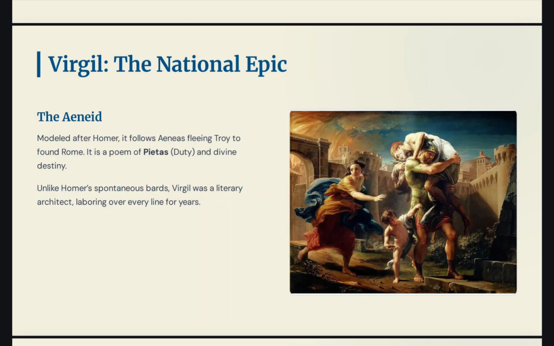Virgil. If Homer is Greece's greatest epic poet, Virgil is Rome's greatest epic poet. Remember, Homer, Greece. Virgil, Rome. Why Virgil matters? Virgil was not simply writing stories, he was helping Rome understand itself. His main works were Eclogues, Georgics, and Aeneid.